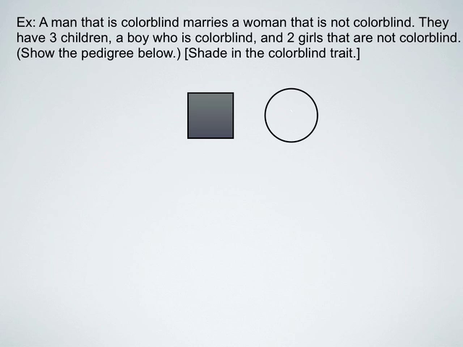Wait, why is it colored in? Because this man is colorblind. Are they married? Yes. We draw a line showing they're married. And they have 3 children. Where do you think we'll draw their children? Below them. We have a little line extension for each child.